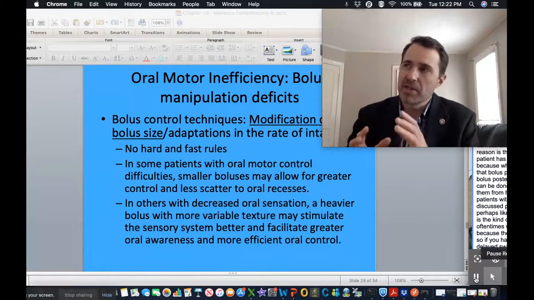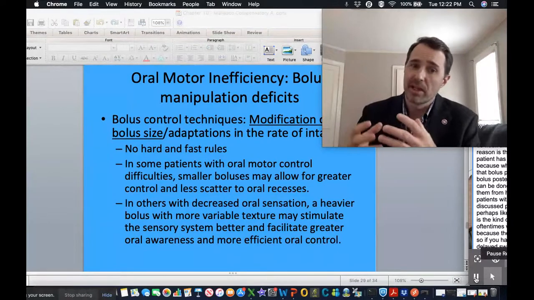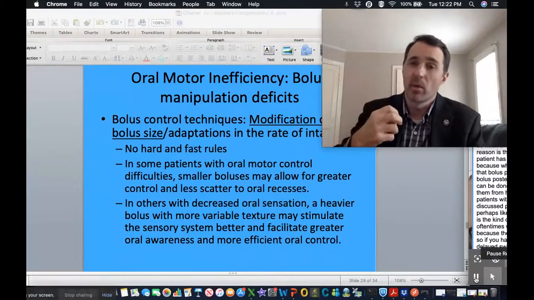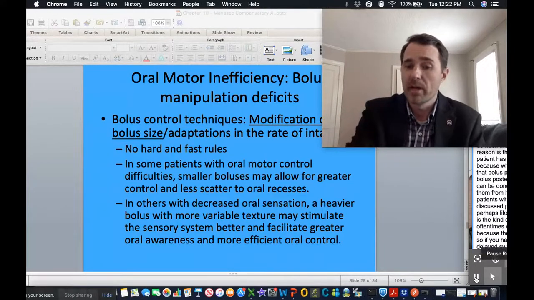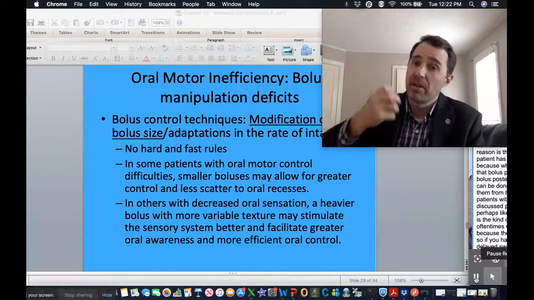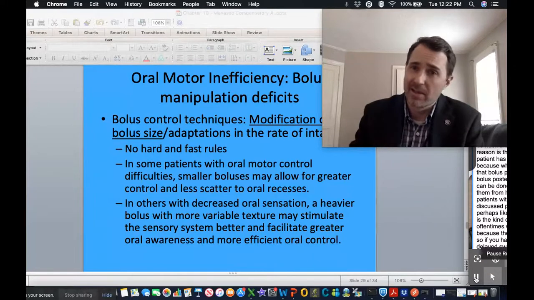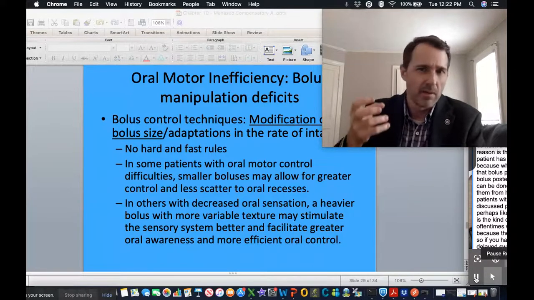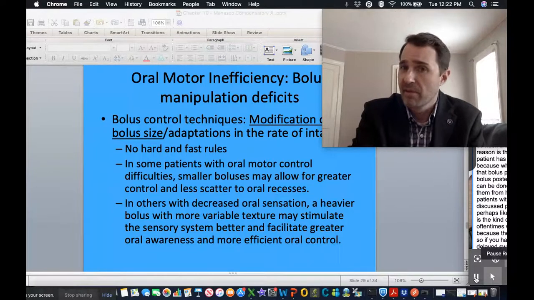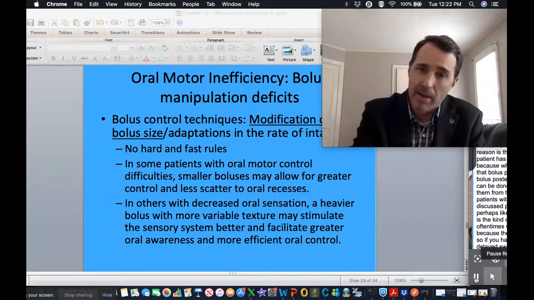But for patients that have reduced oral sensation, perhaps reduced lingual sensation, then a larger, more solid bolus, they're going to be able to feel that in their mouth. And that feeling is going to trigger their swallow reflex more successfully. Because if you can't feel the bolus in your mouth, and if you can't feel the bolus moving posteriorly, it is that sensation of the bolus moving posteriorly that cues the swallow reflex. If you can't feel that, you're going to have a delayed or absent swallow reflex.